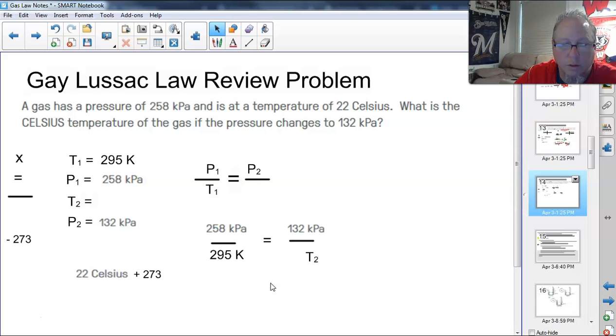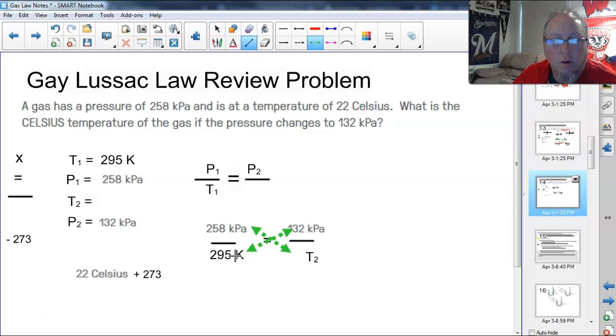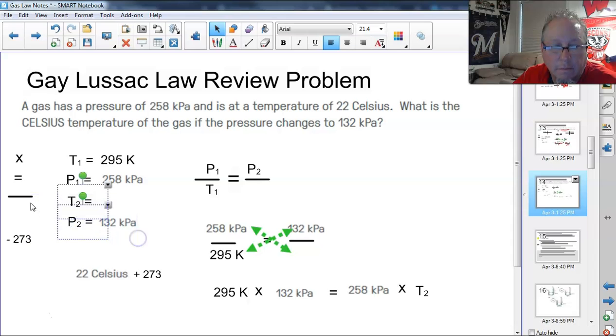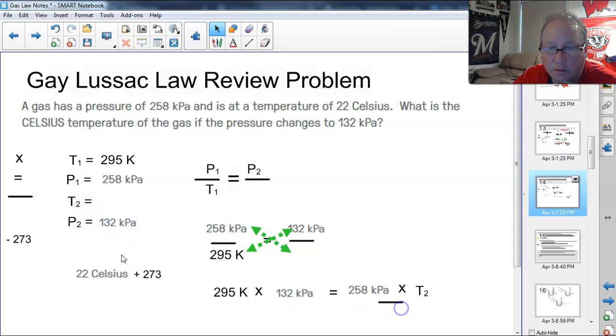Looks like we're going to cross multiply again. So if we're going to cross multiply, that means I'm going to take 295 times 132, and that is going to be equal to 258 times my T2. Divide both sides by the 258. Divide both sides by the 258, so I'm going to divide that side, and I'm going to divide this side.